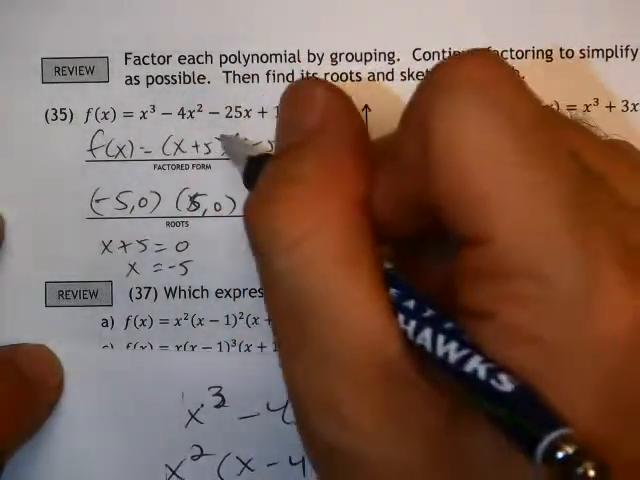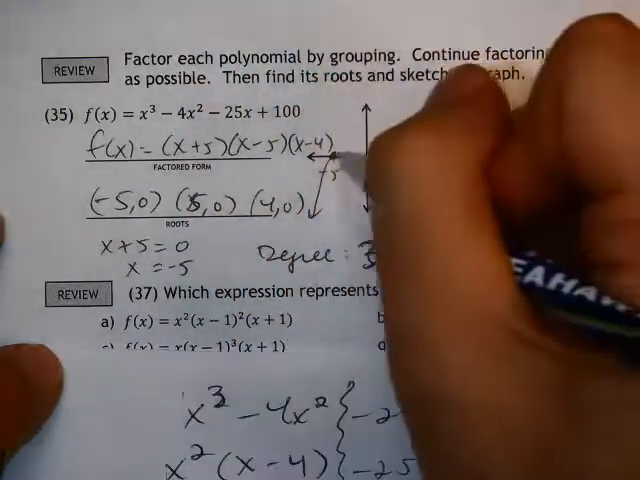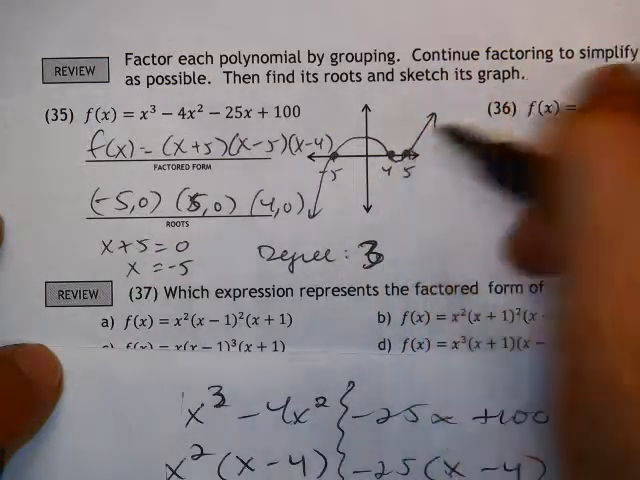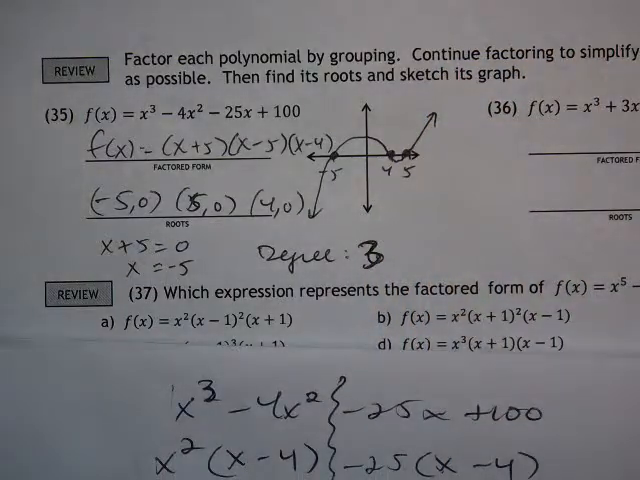And there's no bounce points because nothing is squared. There's no through slowly, so it just goes straight through, straight through, straight through. And there's my graph for number 35 with absolutely no mistakes in my thinking whatsoever.